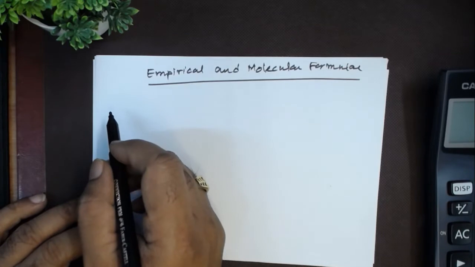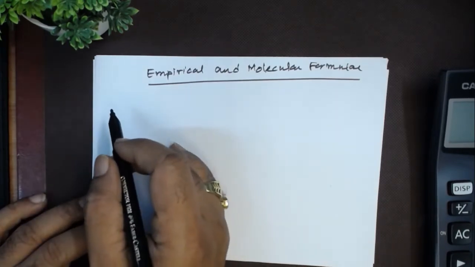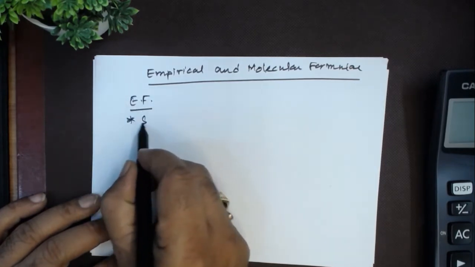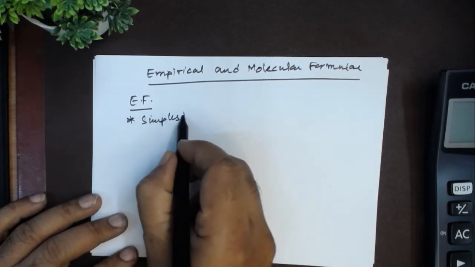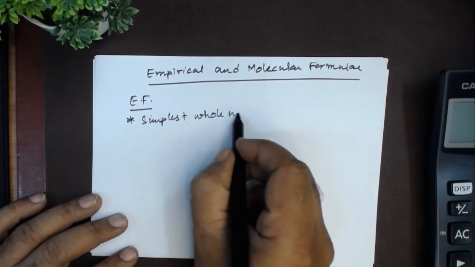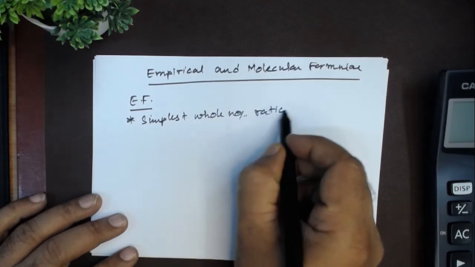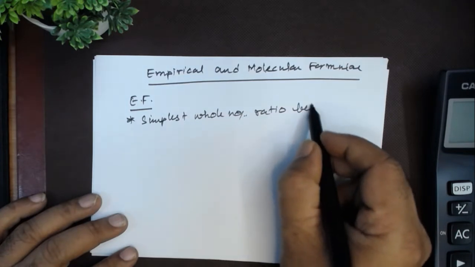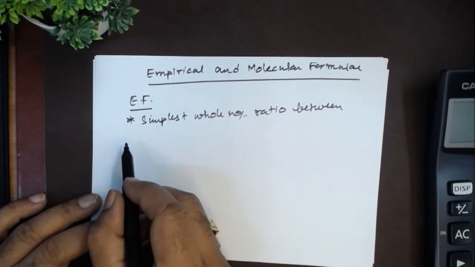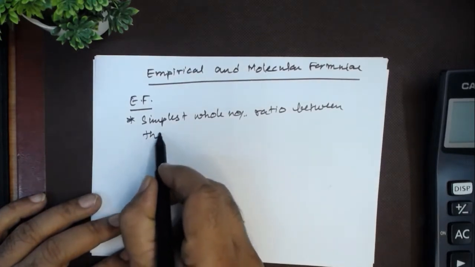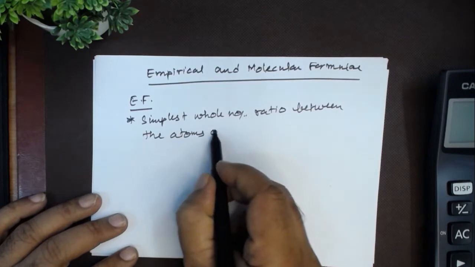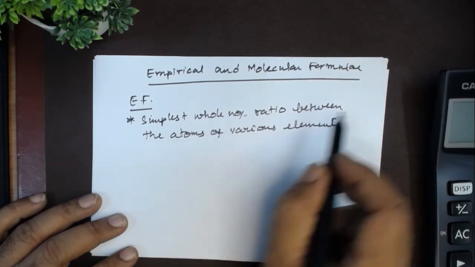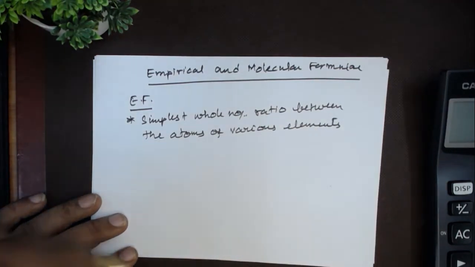An empirical formula is the simplest whole number ratio. Empirical formula. It is the simplest whole number ratio between the atoms of various elements, various elements which constitute a molecule.